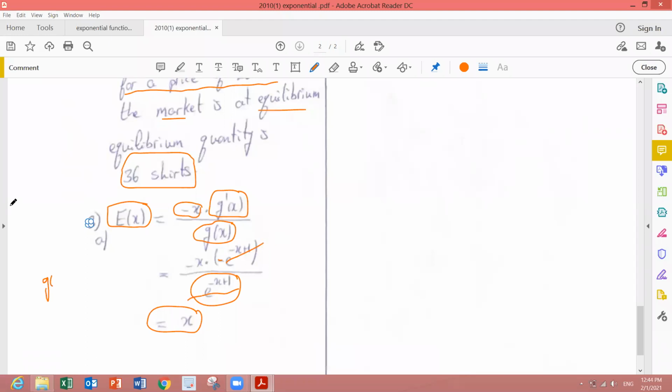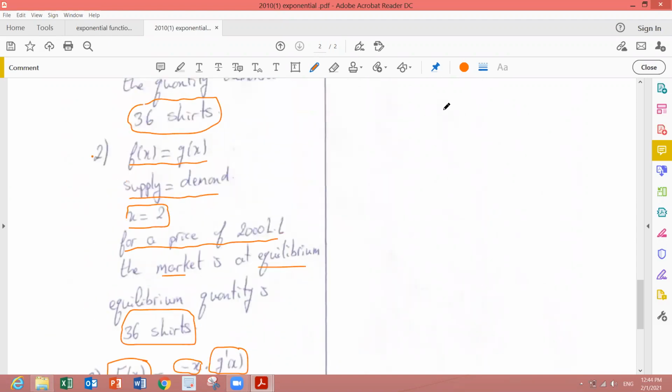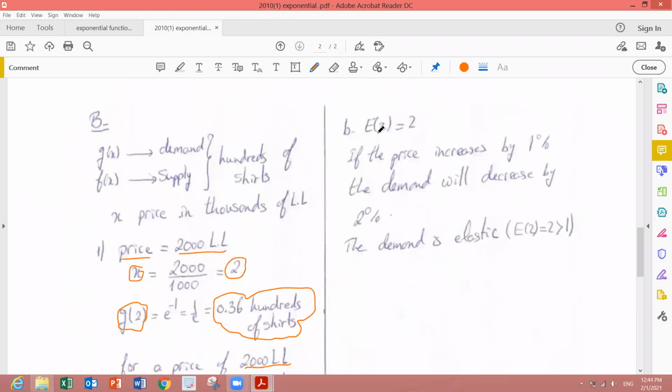Okay, is it elastic or inelastic? Elastic. So E of 2 equals 2: if the price increases by 1%, the demand will decrease by 2%. Now if we are asked whether it is elastic or not, the demand is elastic since E of 2 is greater than 1.